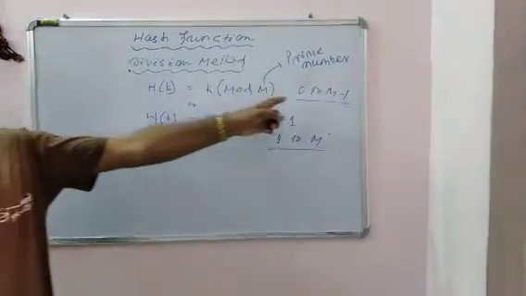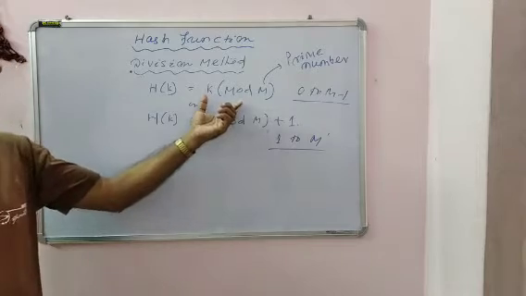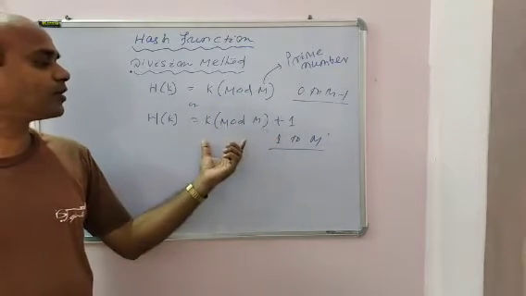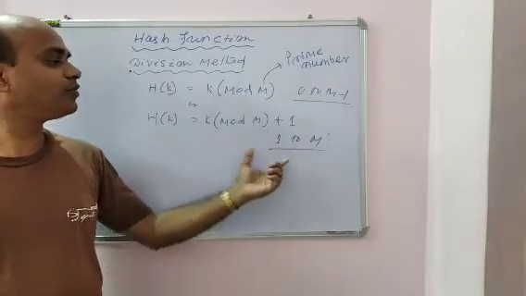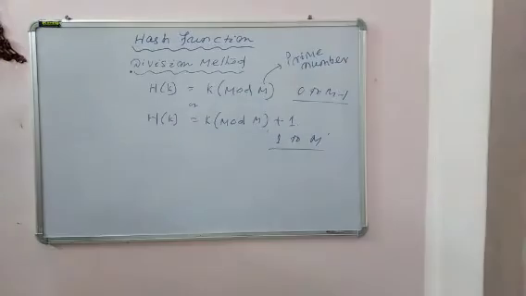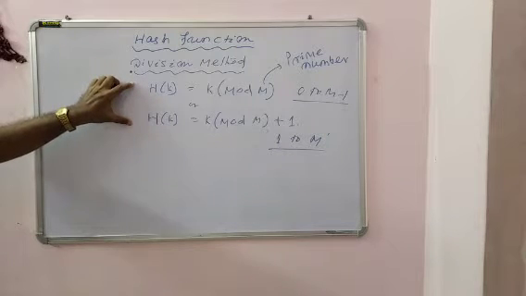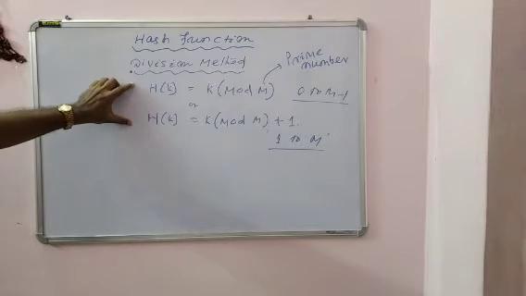It will count from 0 to m minus 1 whenever we are using k mod m, and whenever we use k mod m plus 1, it will be calculated from 1 to m. So this formula can be used to find the memory address. For example, we will see.